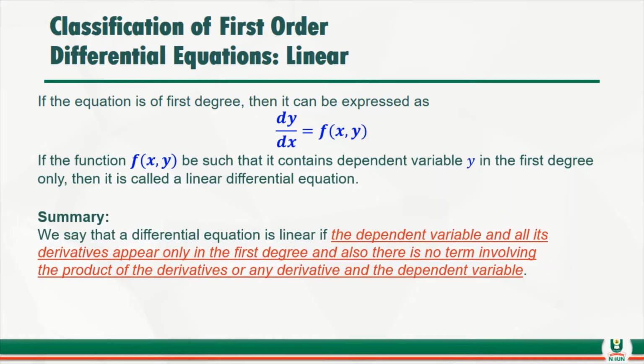If you look at what I underlined here, as I said, the dependent variable y and all its derivatives appear only in the first degree. And also, there is no term involving the product of any derivative and the dependent variable. So we are going to stick to that expression, that what we can see on the screen is actually linear. Why? Because we have dependent variable y and it's not multiplying any of the derivatives. That's what we mean by it's of the first degree.